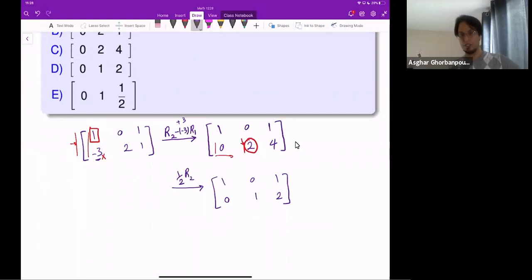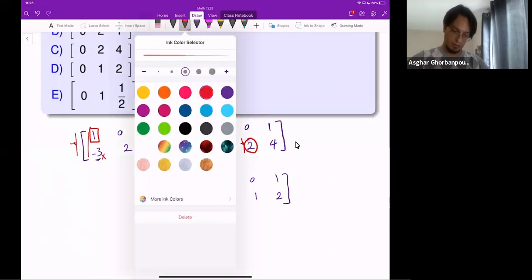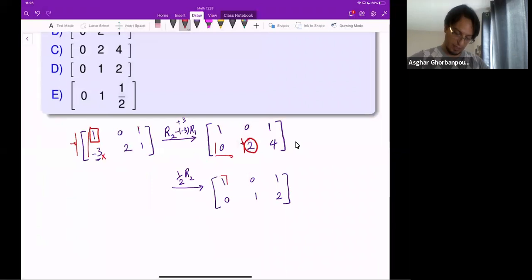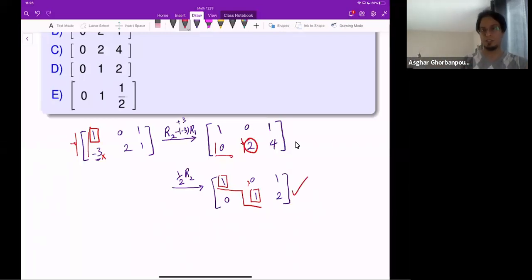Is this row echelon form, row reduced echelon form? Okay, so let's check all the conditions. We have two leading ones. And these are the first non-zero entries of the non-zero rows. Everything else in those columns is 0. And what else? Yes, these satisfy the step-like pattern. So that means this is row reduced echelon form.